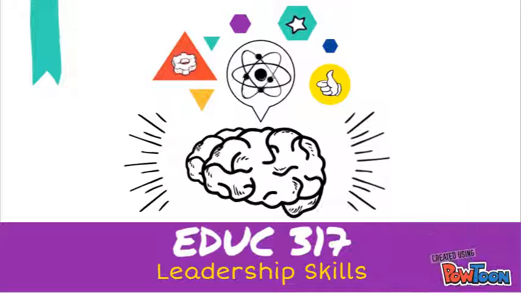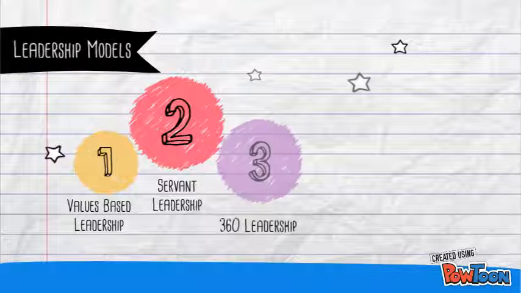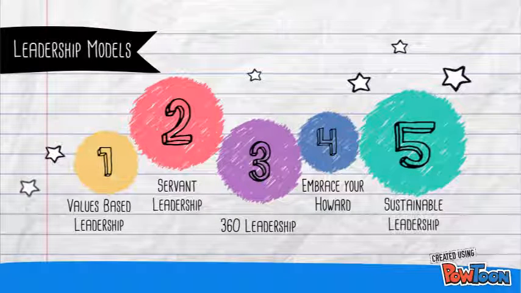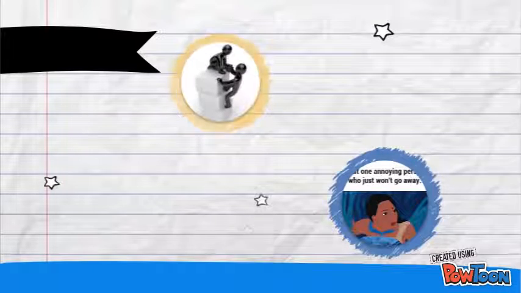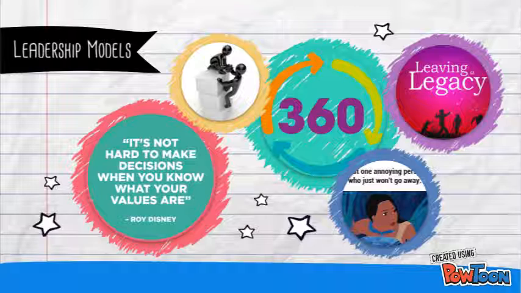Today we are going to learn about 5 leadership models together so we can all be prepared to become better leaders. The 5 models are values-based leadership, servant leadership, 360 leadership, embrace your Howard, and sustainable leadership. Here are some images that we are going to look at throughout the seminar to help each of you remember the leadership models you learned today.